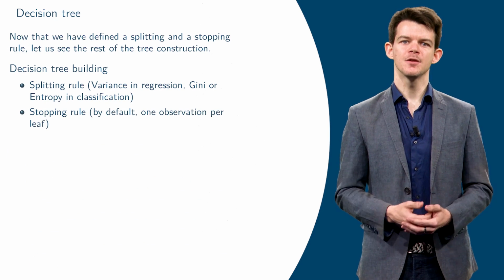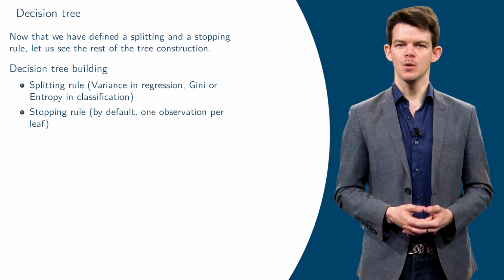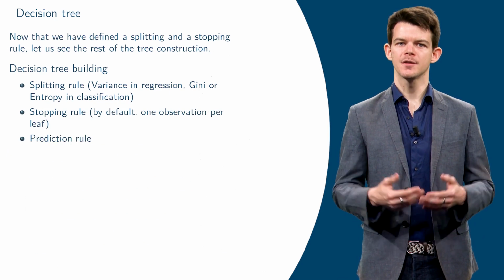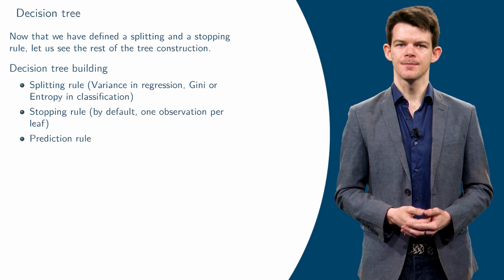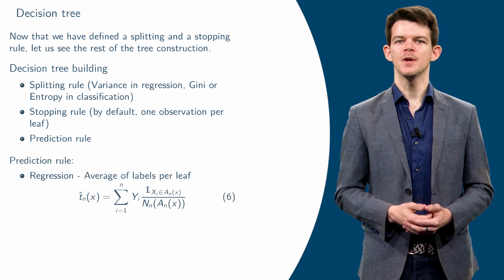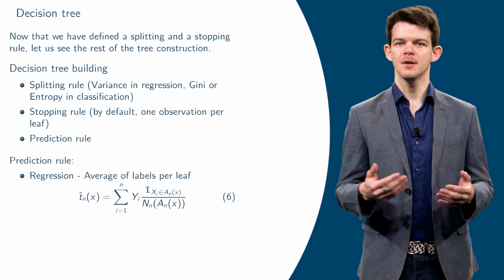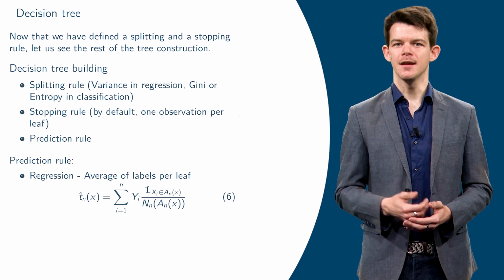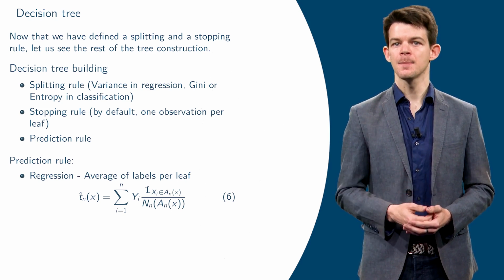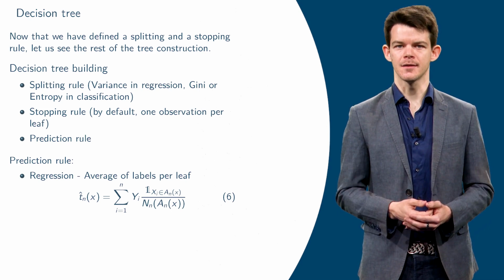The splitting criterion and the stopping criterion have been specified. Now we recall the prediction rule used to provide a prediction once the tree is built. Two cases are to be distinguished. In regression, the prediction is computed as the average of the y_i's within a leaf. The mathematical expression for this prediction is given in equation 6, where A_N(X) is a cell containing X and N(A_N(X)) is the number of points in the cell A_N(X).